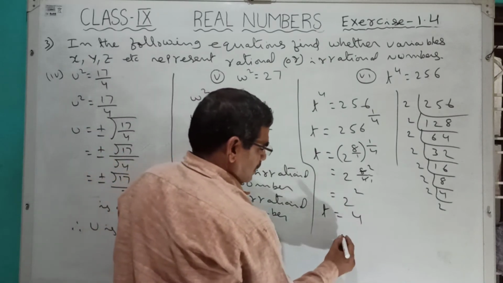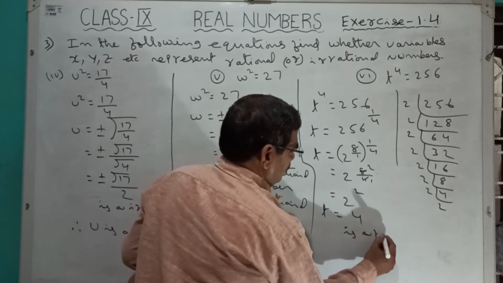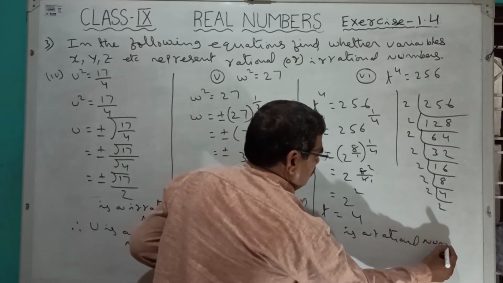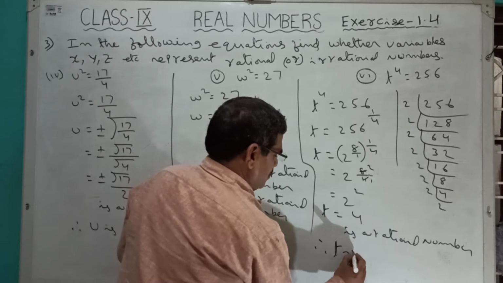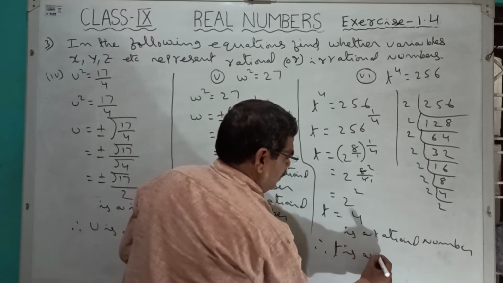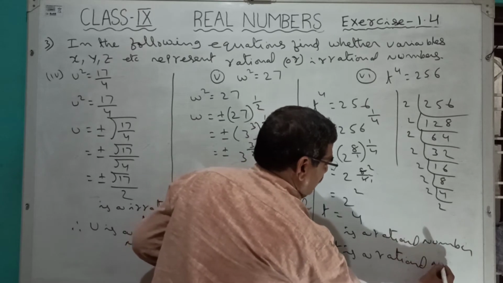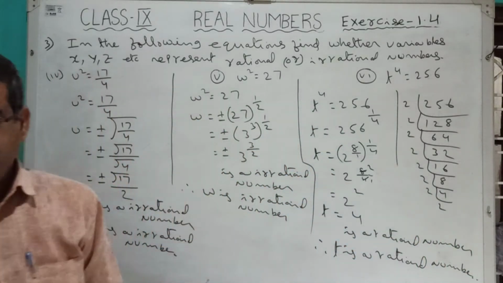4 is a rational number. Therefore, t is a rational number. Okay.